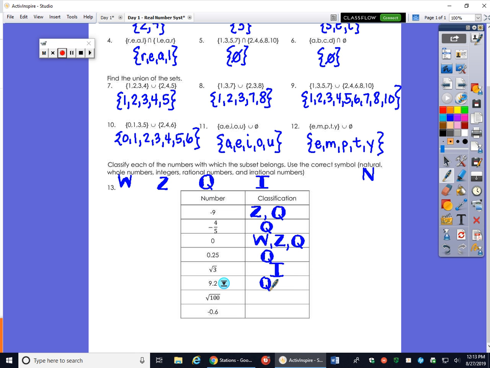Square root of 100. Now square root of 100 becomes 10. So you're looking at this as the answer 10. 10 is a natural number. It's part of our counting that you learn when you're a kid, okay? Which means that it's also going to be a whole number. And it's also going to be an integer. And it's also going to be a rational. Okay, so it fits all of those categories. And then negative 0.6 is just going to be a rational.